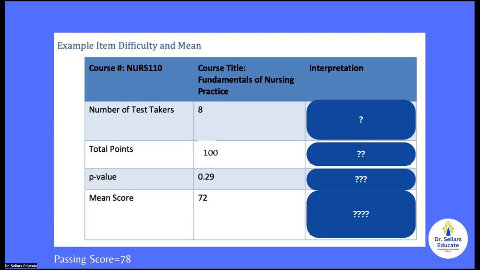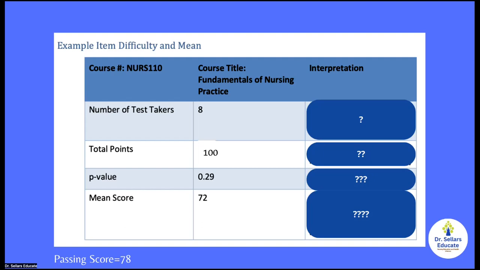This is a summary of the item difficulty and the mean. So you have 8 test takers, total points is 100, p-value 0.29, and the mean score is 72. And then you are going to go ahead and write down, what is your interpretation? So what does 8 exam test takers tell us? Okay, is that a good number? Am I going to be able to see a strong discrimination with 8 test takers?